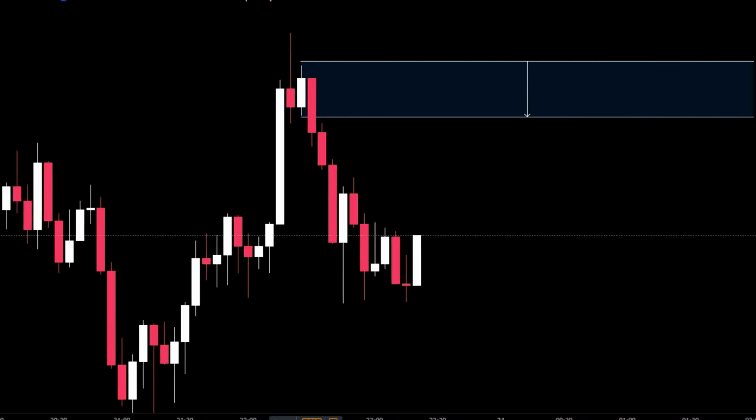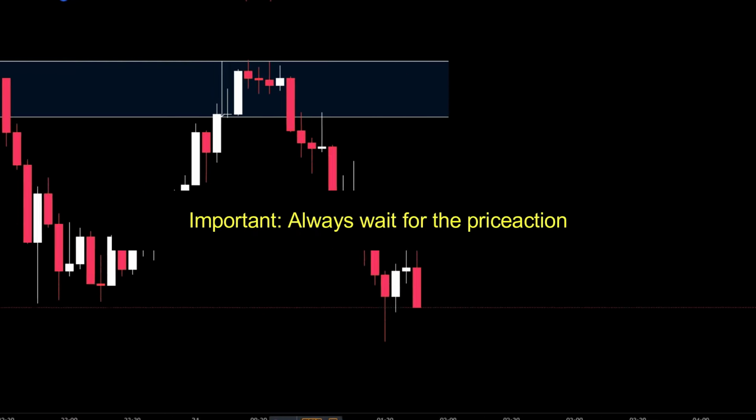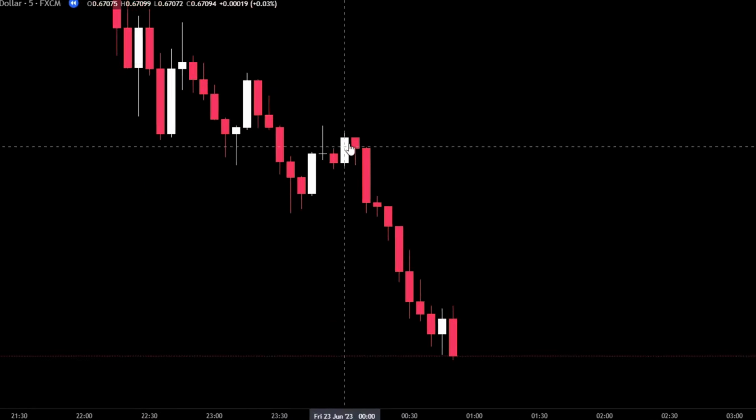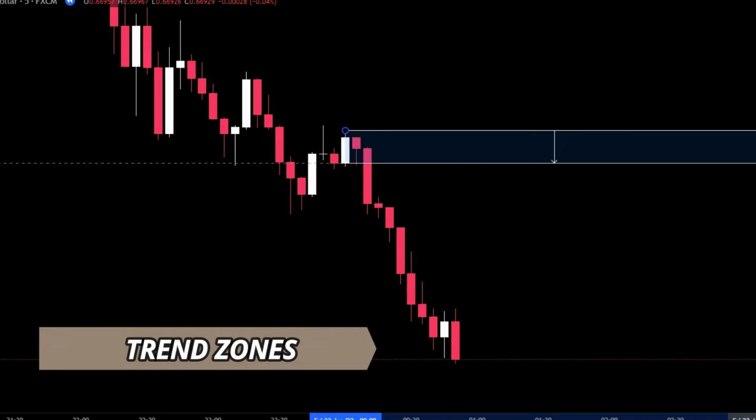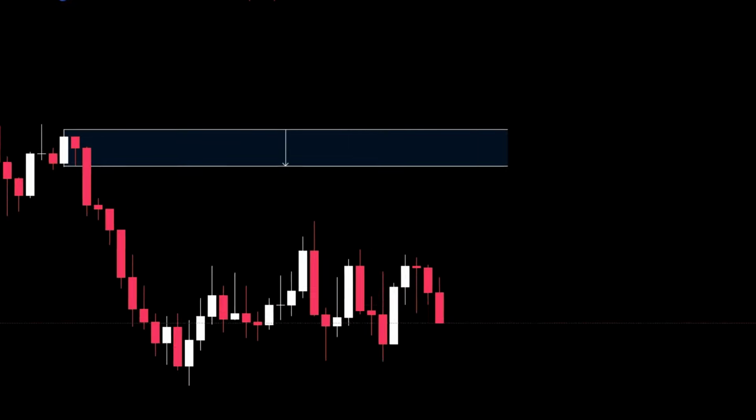Also, make sure for the price action to occur before you enter the trade. Always remember, never enter a trade based on a single confluence. Moving on. Here is a downward trend example. The principle is the same. Mark the zone of the last opposite candle before the sharp decline.